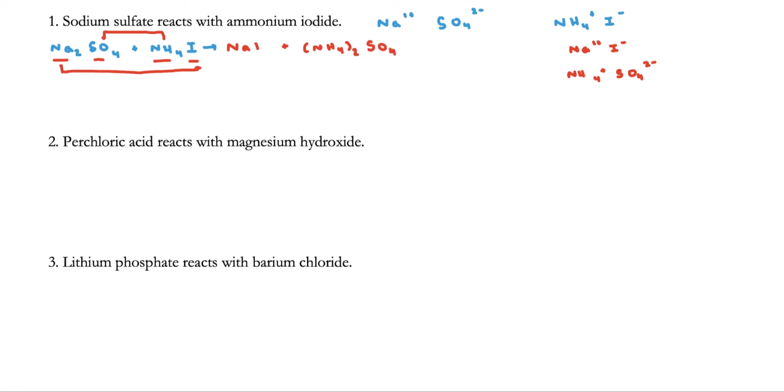Now, the last thing I always have to do when writing a chemical reaction is I need to balance. So I've got 2 sodiums here. I've got 1 on my product side, so I'm going to put a 2 here. That gives me 2 iodides. I have 1 iodide here, so I need to put a 2 in front here. I've got 2 ammoniums now, 2 ammoniums, 1 sulfate, 1 SO4, 1 SO4, and I am balanced.